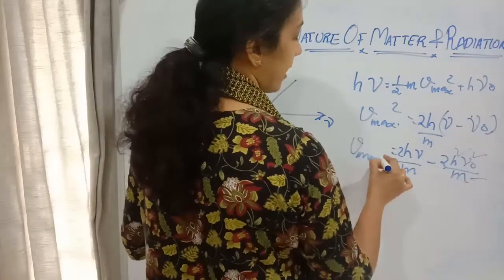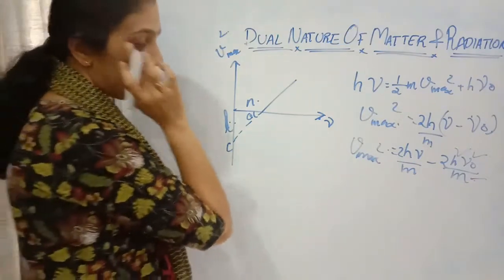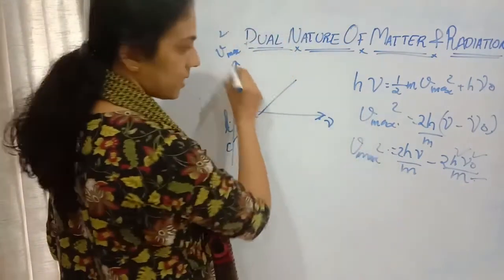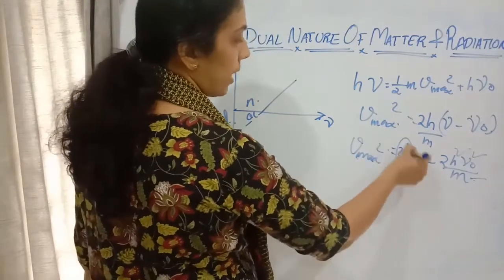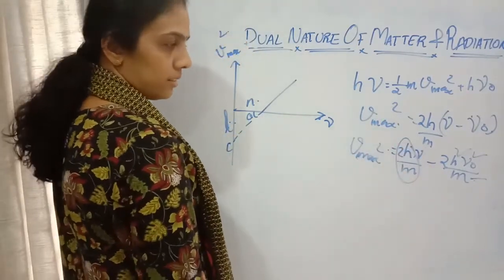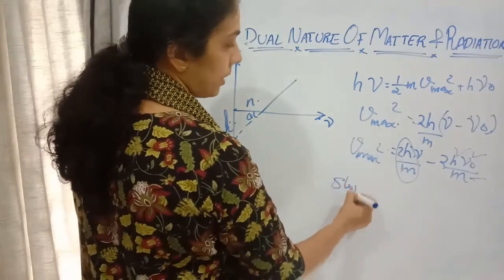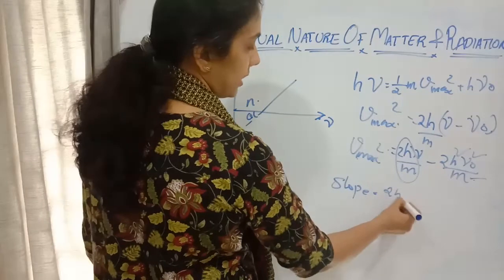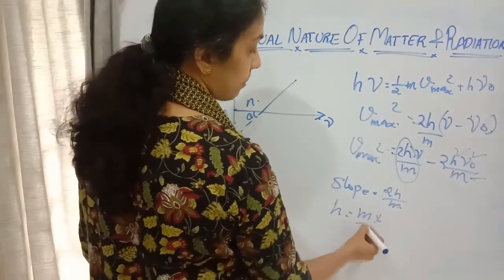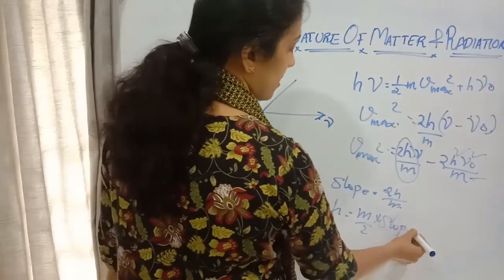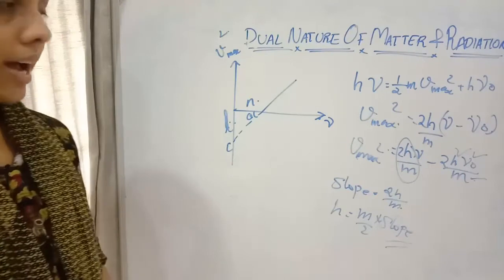Since it's a straight line, from the graph itself we can identify y equals mx plus c. The y axis is Vmax square. What is the slope m? It is 2h by m. So the slope of the graph will be equal to 2h by m. Therefore h is equal to m into the slope by 2. This is how we will find the h value.